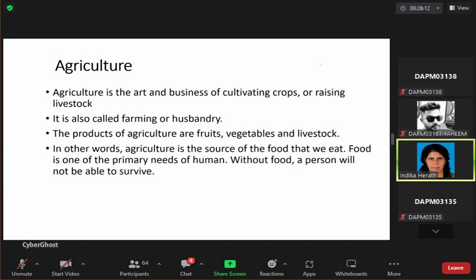So in other words, agriculture is a source of the food that we eat, right? We already know that all the food sources are coming from the agriculture sector. Food is one of the primary needs for humans. Without food, a person will not be able to survive. So we will not be able to continue our life without food. Therefore, production of food by agriculture is very important. That's why we are learning about it.